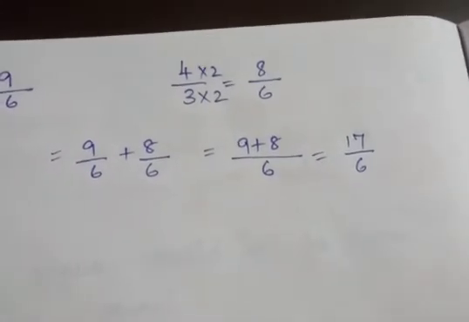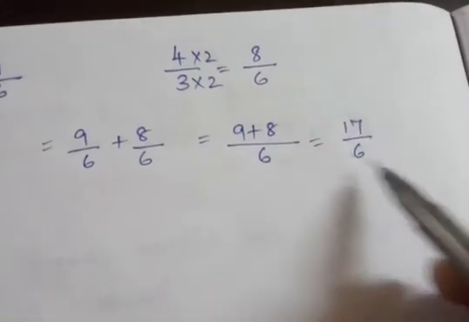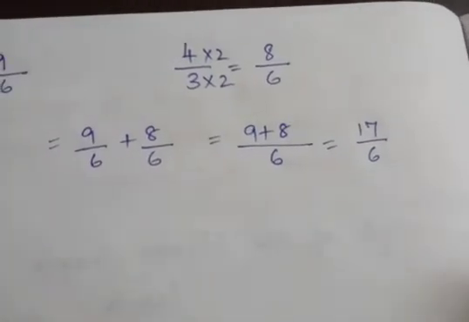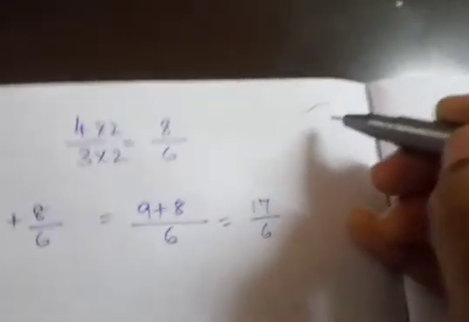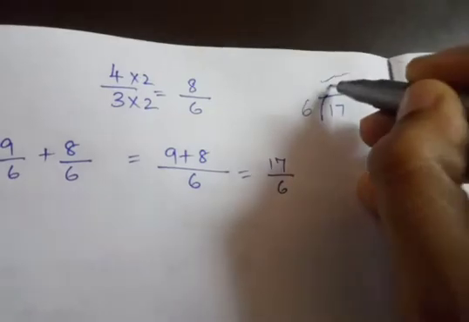But the question which we got is in mixed fraction. So what we should do? We should convert this improper as mixed fraction. So 6 2s are 12.